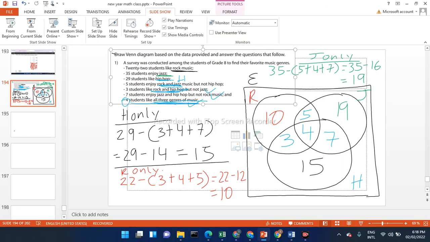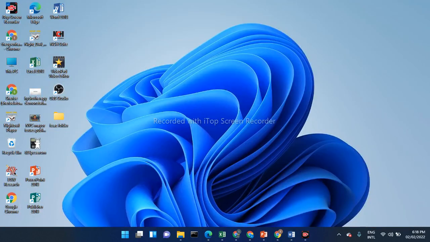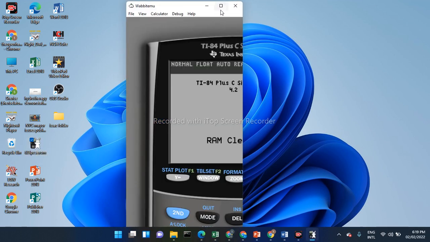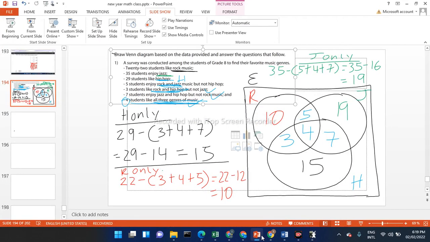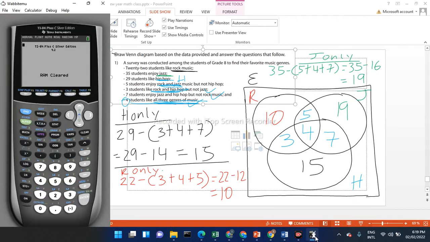I should have a calculator somewhere. Let's see if this will work. All right. Good. Okay, so let's add it.